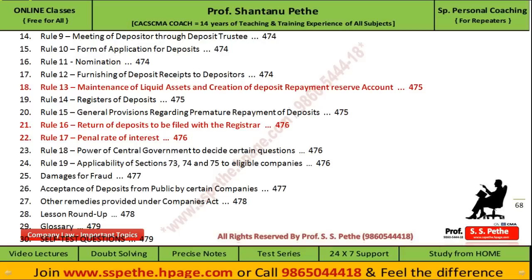After that, rule number 13, maintenance of liquid asset and creation of deposit repayment reserve account. This is most important in this chapter, rule number 13. And then rule number 16, return of deposit to be filed with the registrar. And lastly, rule number 17, that is the penal rate of interest.